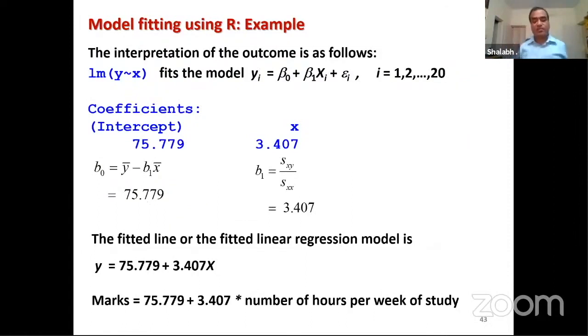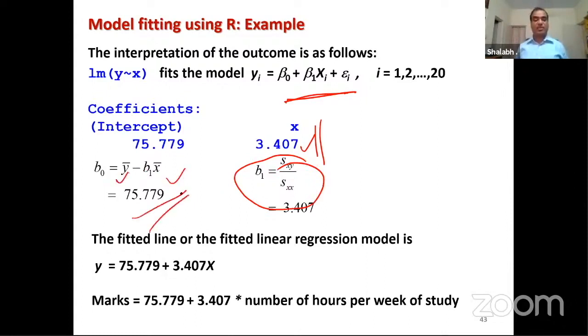But now let us try to understand what this outcome is going to inform you. As I said, this was the basic model that you wanted to fit. Here lies the value of beta 1, 3.407, which is Sxy upon Sxx. And if you use this value and the sample means, the value of the intercept term will come out like this. So now you can see you have obtained the model.